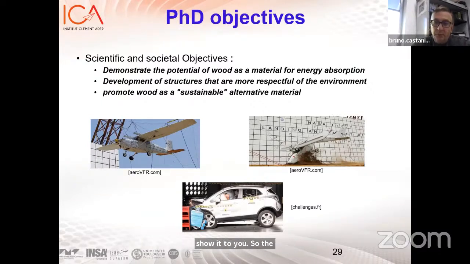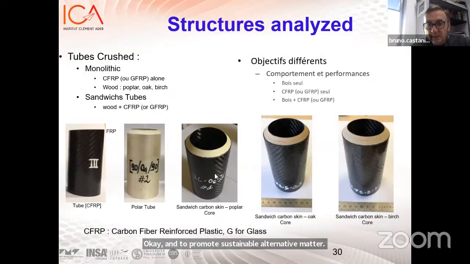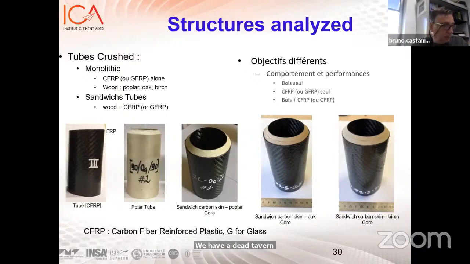The purpose is to develop material for crash, to develop security in the transportation industry, both for aircraft and automotive, and to promote sustainable alternative material. We made many, many tests. I will submit the fifth paper on this subject. We have made pure wood tubes, tubes made of poplar, oak or birch. Then we have also made sandwich tubes with a core made of poplar wood veneer inside, just like carbon ply. And to get a hoop effect, we have added carbon skin for the inner and outer skin.